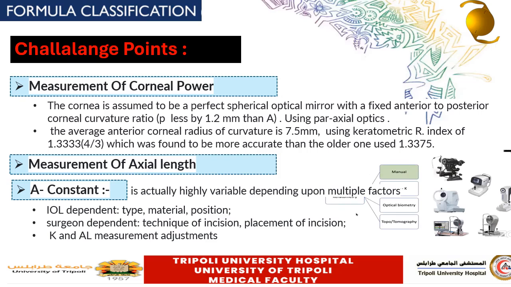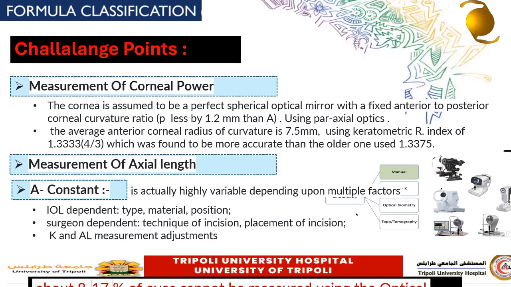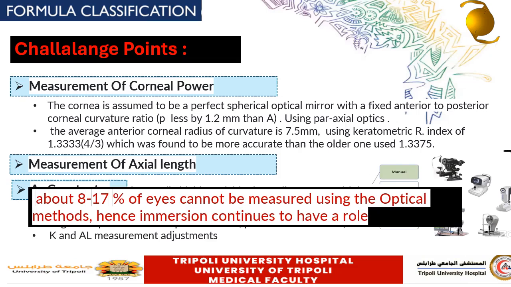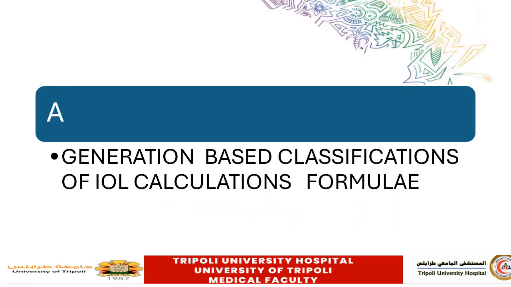Also, the variations in the A constant, because this A constant is dependent on the material of the IOL, dependent on the design of the IOL, dependent on the surgeon's factors, and all these factors need to be optimized for different procedures and different techniques for the surgeons. So all these variables are very detrimental in establishing a universal formula that can be used for all types of eye and have a high degree of predictability for the post-operative prediction error for IOL calculation.